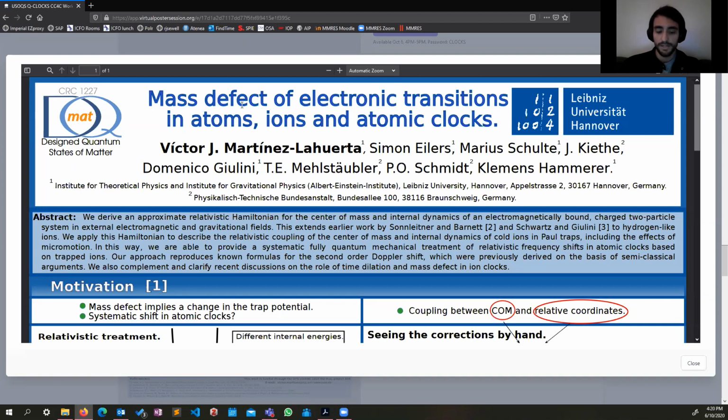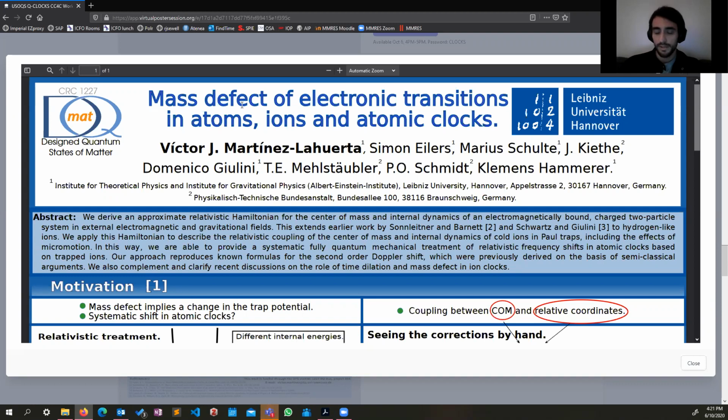We did that by deriving an approximate relativistic Hamiltonian for the center of mass and internal dynamics of an electromagnetically bound charged two-particle system in external electromagnetic and gravitational fields, taking into account all possible corrections up to order 1/c², and not only putting them in by hand or just using some other knowledge.